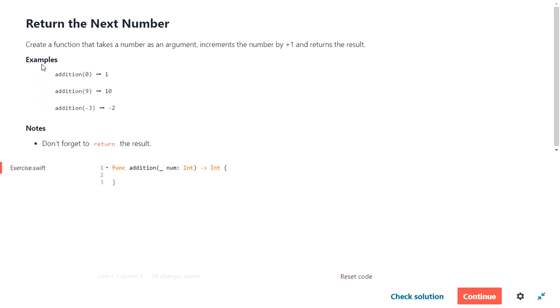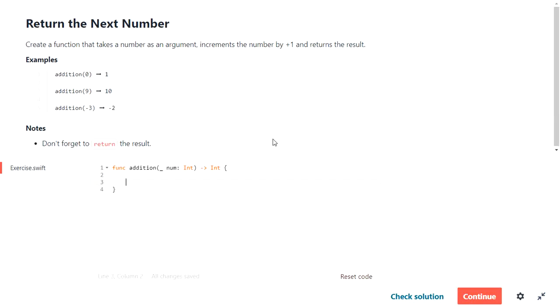Hello and welcome to your next challenge, return the next number. This is a very basic challenge, and in this challenge you have to return the next number of the argument. For example, if the argument is 0, then you have to add 1 to this argument, which is equal to 1. So 9 will become 10, and minus 3 plus 1 is equal to minus 2.